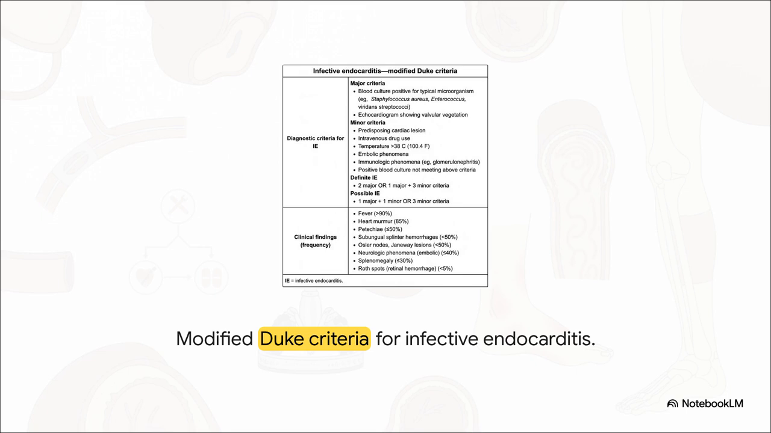Now, for the echo, start with a transthoracic echo, or TTE, but you'll want to upgrade to a transesophageal echo, a TEE, if the patient has a prosthetic valve, an implanted device, poor acoustic windows, or if your clinical suspicion remains super high even after a negative TTE. As for the minor criteria, keep an eye out for a predisposing cardiac lesion, IV drug use, fever, or those classic embolic and immunologic phenomena.